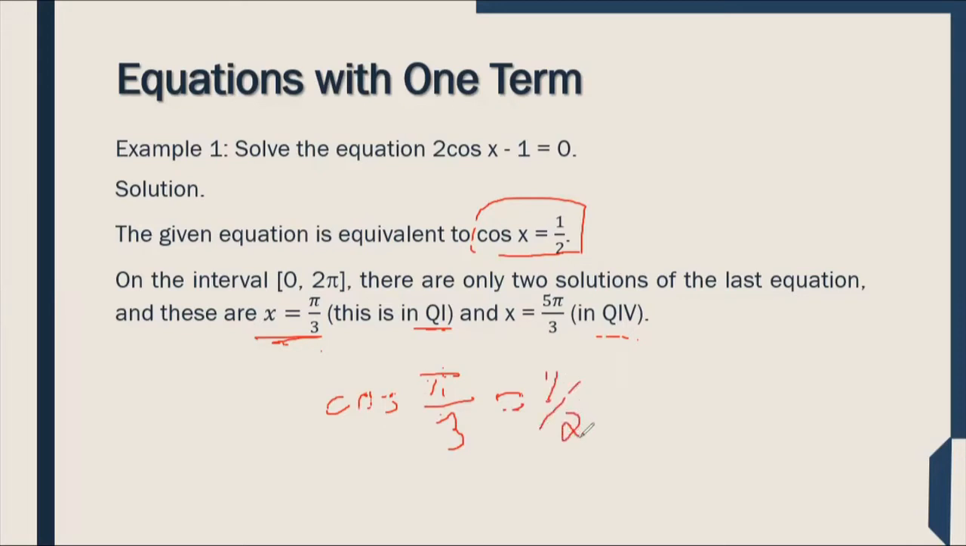at yung isa pa ay cosine 5 pi over 3. Sa degree naman yan ay 300 degrees, no? So, cosine 5 pi over 3, 300 nasa fourth quadrant. Isang nasa first quadrant at isang nasa fourth quadrant. So, parehas lang na 1/2 yung kanilang value.